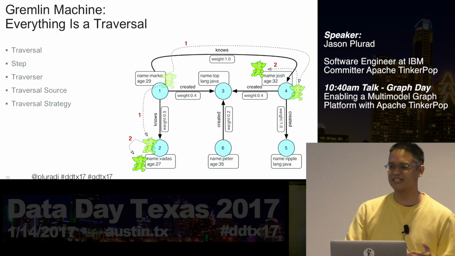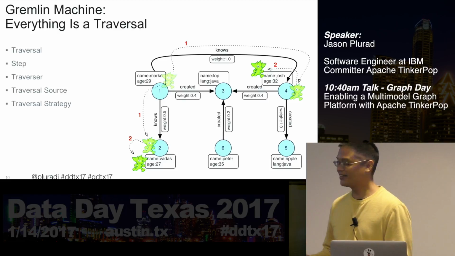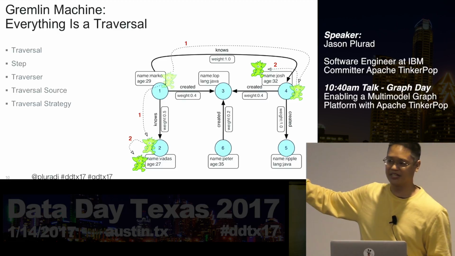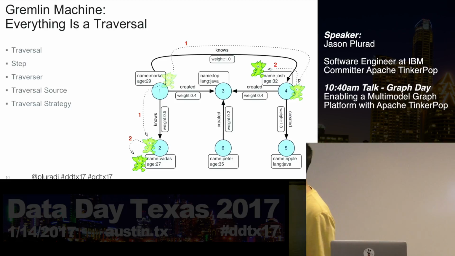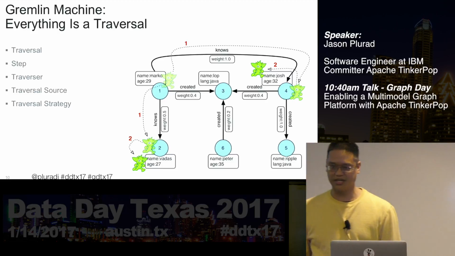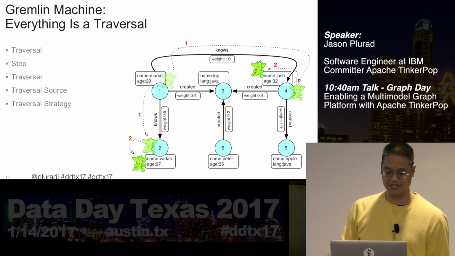Traversers, these are the things that actually run through the graph. They're depicted here as little Gremlin characters. You can think of this as basically your state. As we go through the graph, the traverser keeps track of where it is and its path history, and keeps track of other objects in memory to help you do some sort of computation.